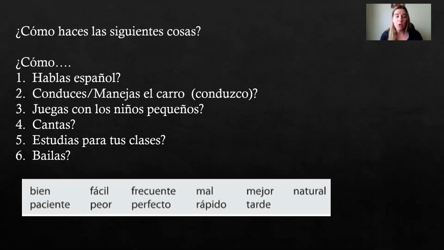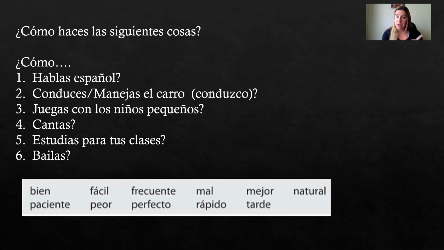But here's what you're going to answer for me in the first section of your Flipgrid questions. ¿Cómo haces las siguientes cosas? How do you do the following things? ¿Cómo hablas español? ¿Cómo conduces or manejas un carro? Now I put the 2 words for drive. Conducir is more used in Spain and manejar is more used in Mexico. So I put both the verbs. You could pick whichever one you like better.